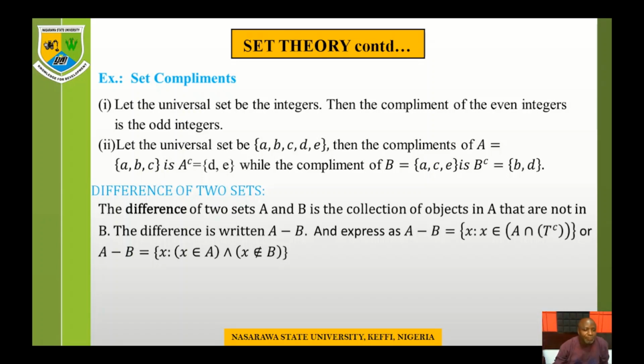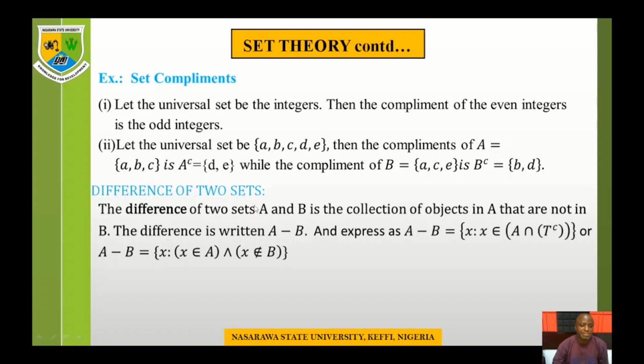Then, example 2: let the universal set be {A, B, C, D, E}. Then let A be equal to {A, B, C}. What is the complement of A? If you check, you find that D and E are not in A, but you can find them in the universal set. So {D, E} is the complement of this set.